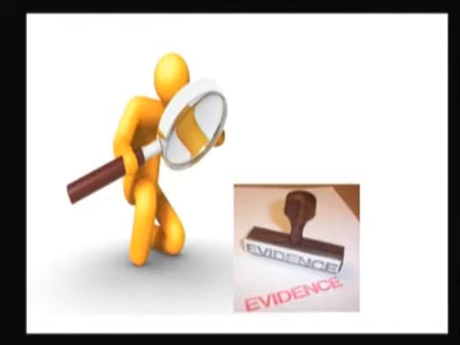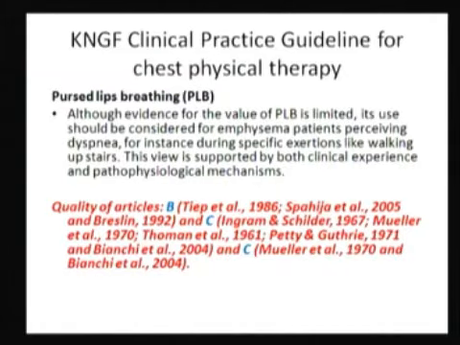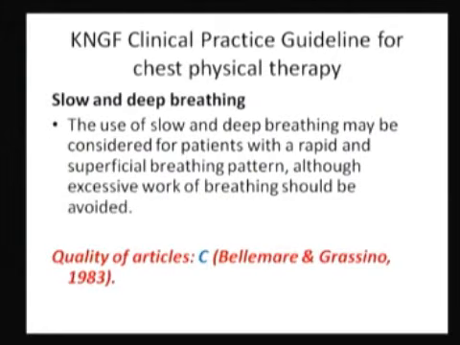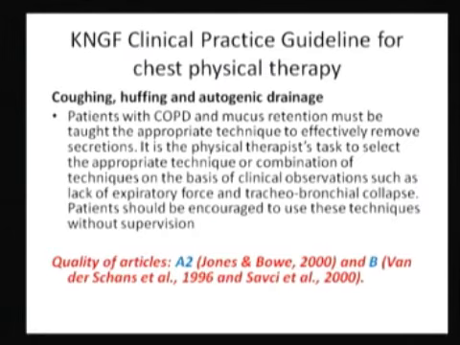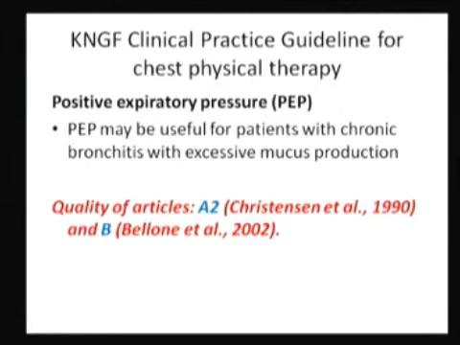Is what we are saying theoretical, or is it evidence? Dr. Chami has spoken well about evidence in pulmonary rehabilitation, but here I'm taking just one part, which is mucus clearance. Among many recommended guidelines, I've chosen one. Pursed lip breathing has been found to be quality B and C. It needs more research. Slow and deep breathing, C. The active expiration, B and C. Coughing, huffing and autogenic drainage are A and B, A2 and B. And positive expiratory pressure, A2 and B.